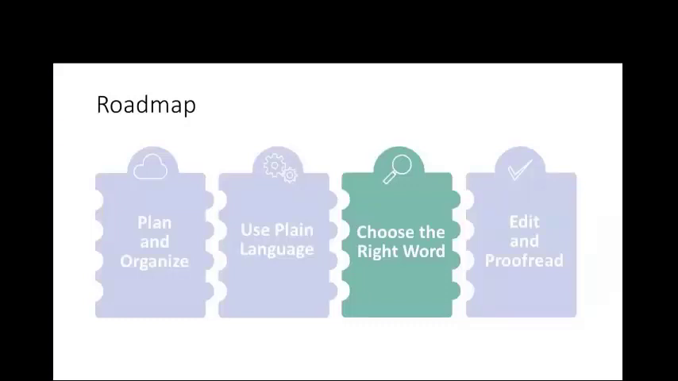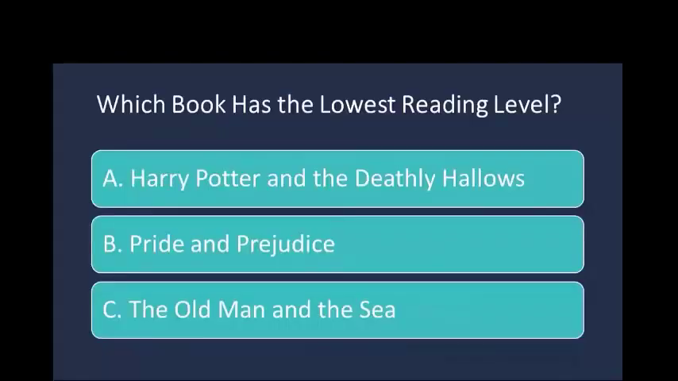Okay, our next topic is about choosing clear and understandable words. We're going to talk about that now. But before we go on, I'd like to ask you a question. Which of the 3 books on the screen do you think has the lowest reading grade level? Would it be A, Harry Potter and the Deathly Hallows, B, Pride and Prejudice by Jane Austen, or C, The Old Man and the Sea by Ernest Hemingway?